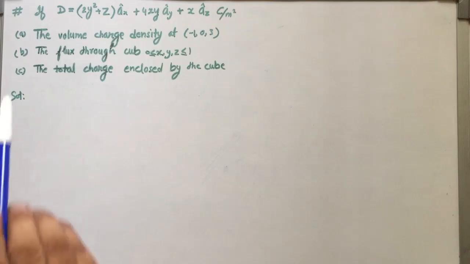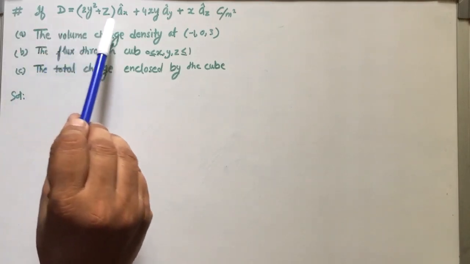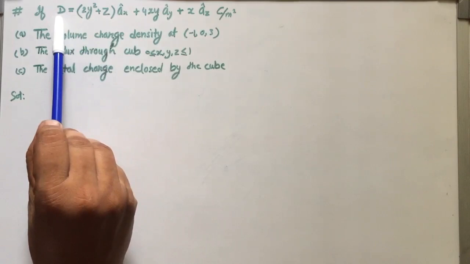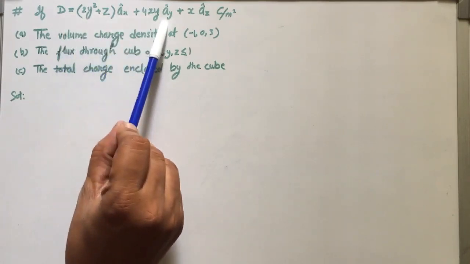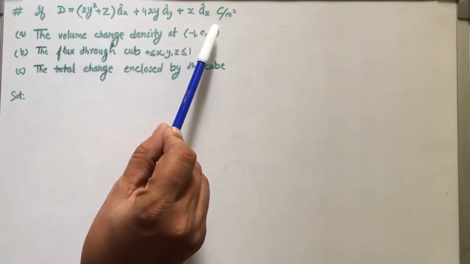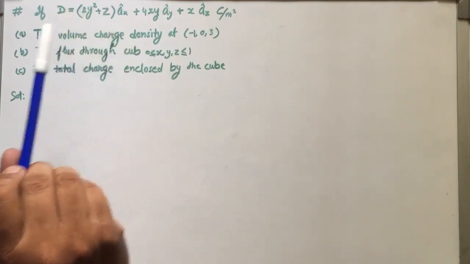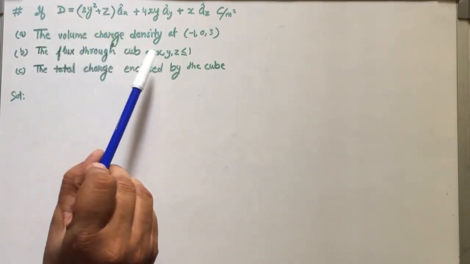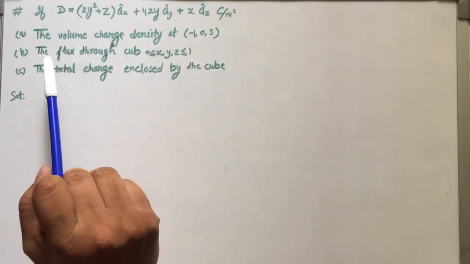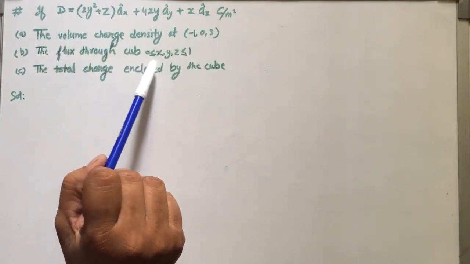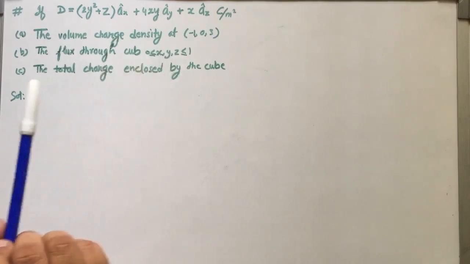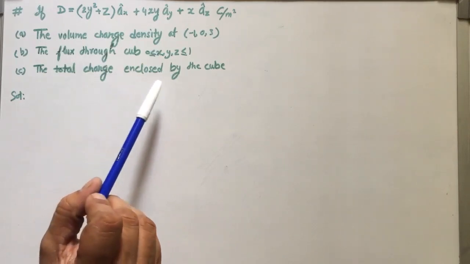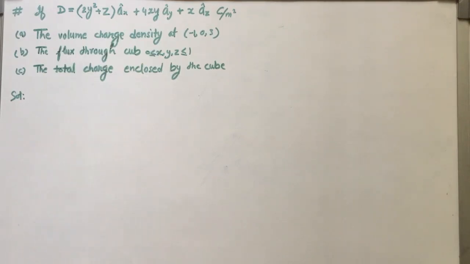The problem is given as: the function is given in x, y, z coordinates, and the field is given as D equal to this, in coulomb per meter square. Now we have to find the volume charge density at this point. The second thing, the flux through the cube of length 1 unit, and the total charge enclosed by the cube. So let us start.